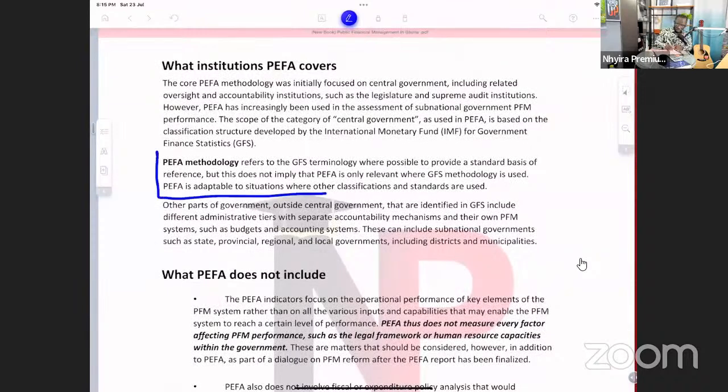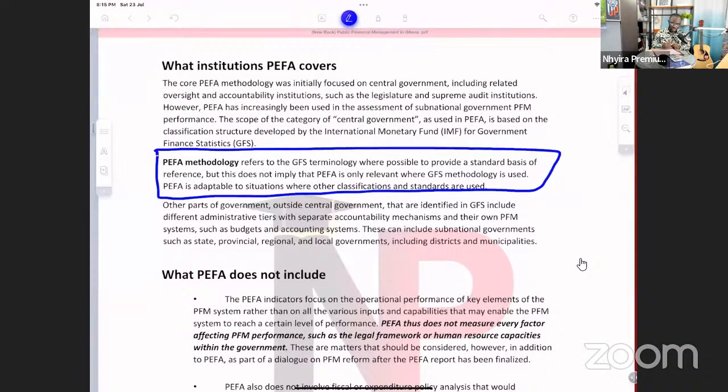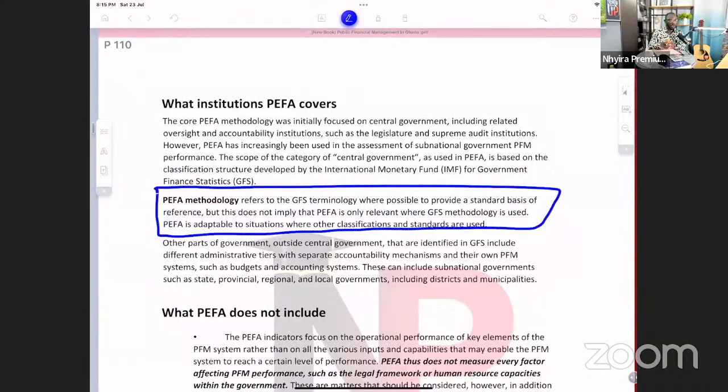Now, listen to this. The PEFA methodology refers to the government financial statistics terminology where possible to provide a standard basis of reference. But this does not imply that PEFA is only relevant where GFS methodology is used. PEFA is adaptable to situations where other classification and standards are used. So when we talk about the PEFA methodology, it relates to the approach we use to measure the performance or the financial management of the organization or entity.